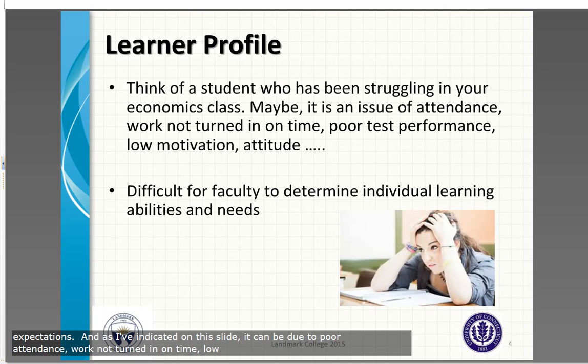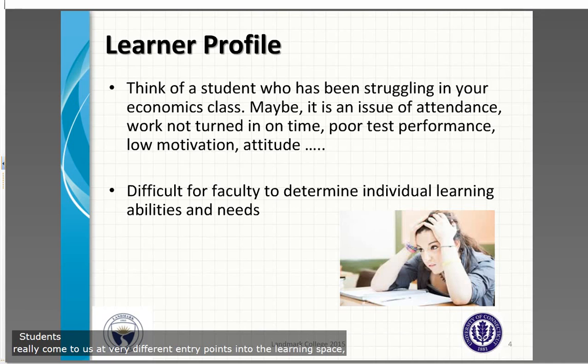And though I can't see it, I can feel several of you nod your heads. As faculty members, we can see and comment on observable behaviors of students. And we can even hypothesize about the cause of the behavior. But we don't really know exactly what or why a student is struggling. Students really come to us at very different entry points into the learning space. And it can be difficult for faculty to understand individual learning abilities and needs, particularly for an increasingly diverse population. What we see is that attempts to accommodate individual differences can quickly become overwhelming for faculty.